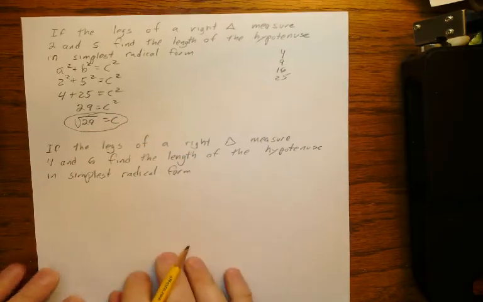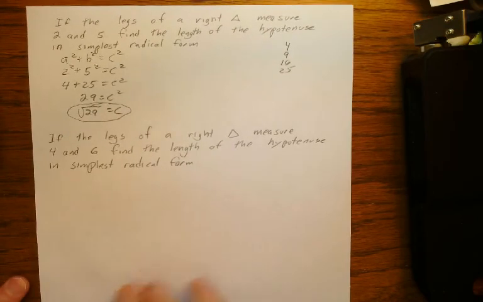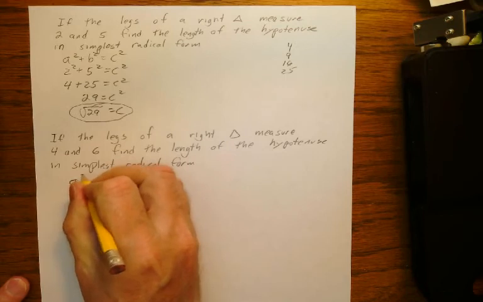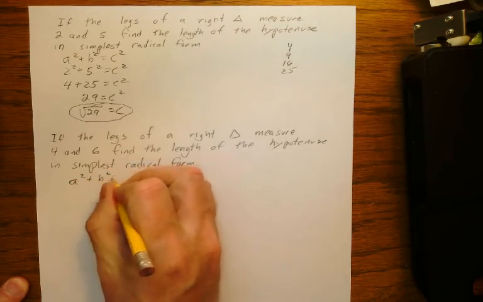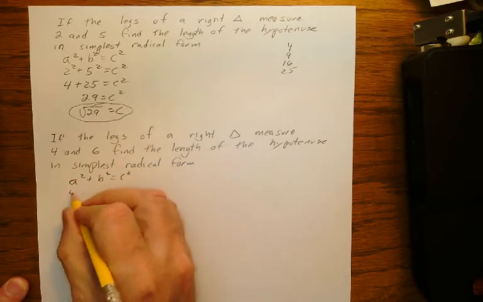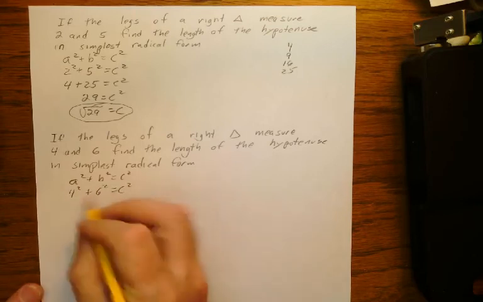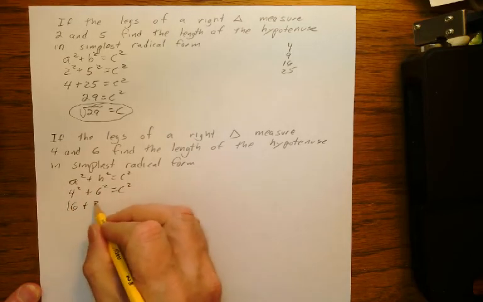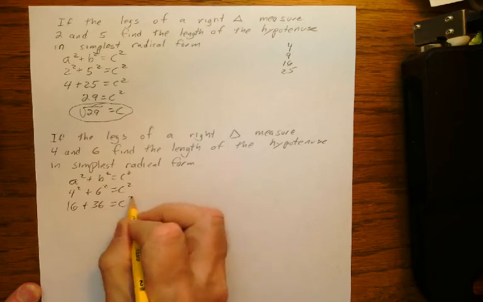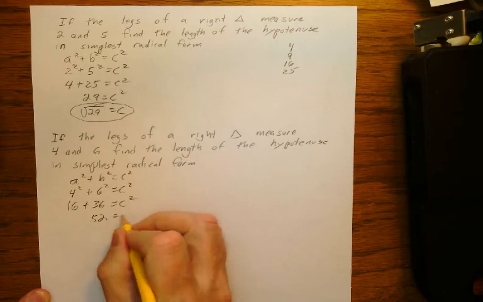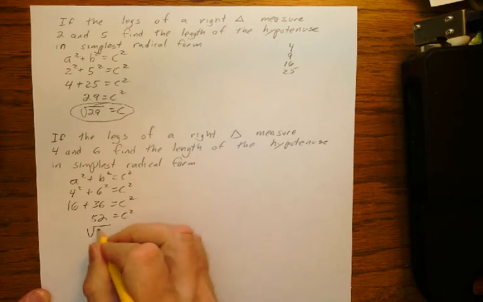Now, let's do one where we do have to simplify. Same problem, but our legs are now 4 and 6 this time. So we get 4 squared plus 6 squared equals c squared. 16 plus 36 equals c squared. 16 and 36 equals 52. So let's do the square root of 52.